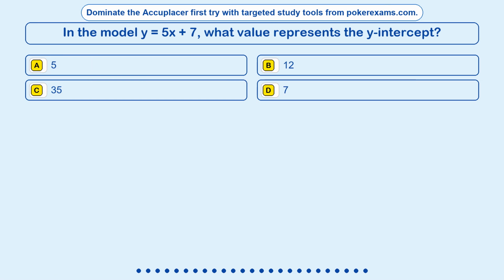Question 11. In the model y equals 5x plus 7, what value represents the y-intercept? Option A, 5. Option B, 12. Option C, 35. Option D, 7.